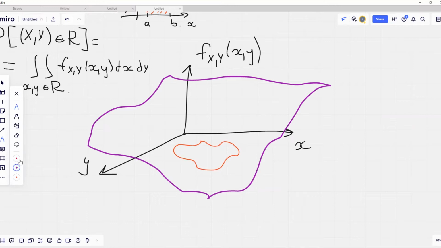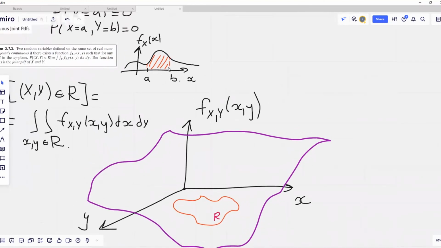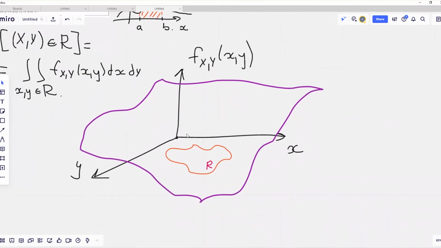And now if we are looking for the probability that random variables x and y lie in some region R here, then we are looking for, as in the continuous case we were looking for an area, now in the bivariate case we'll be looking for a volume. The volume under our surface represented by the PDF of x and y over the region R here. So let's draw that.